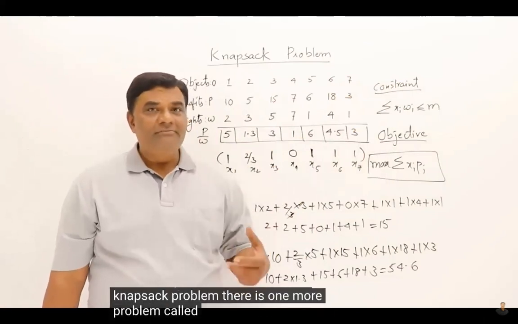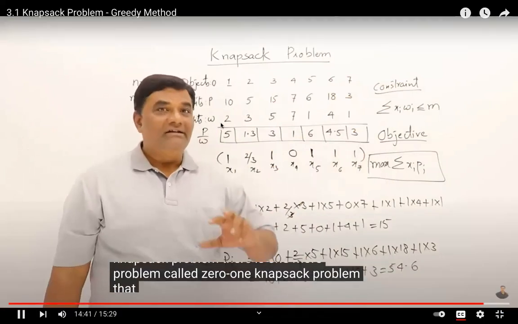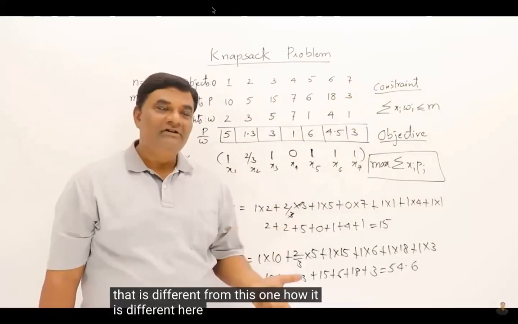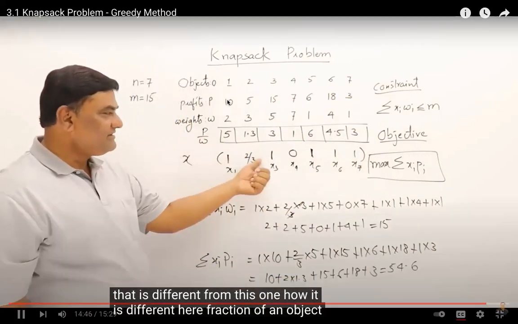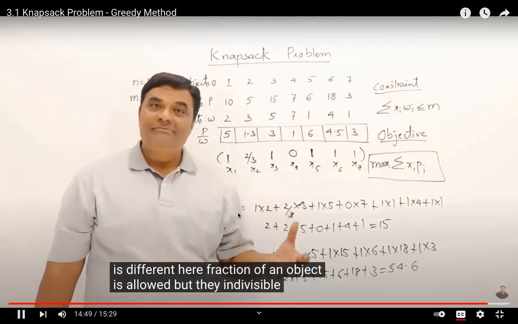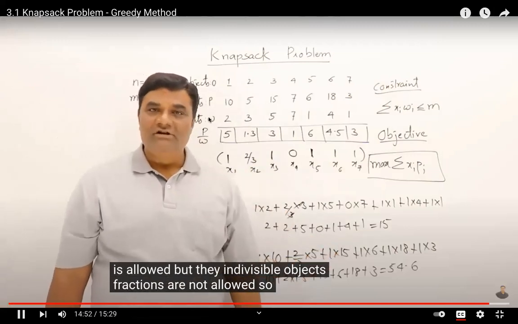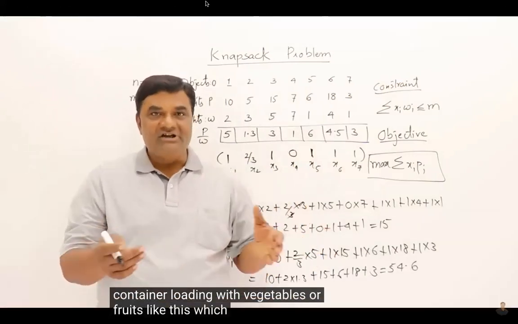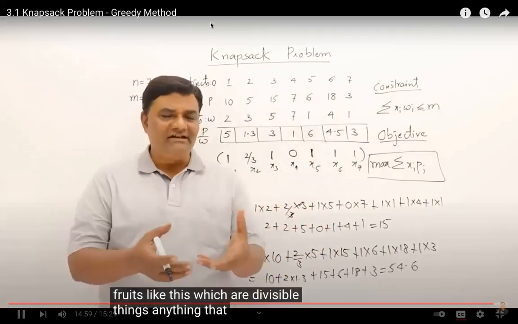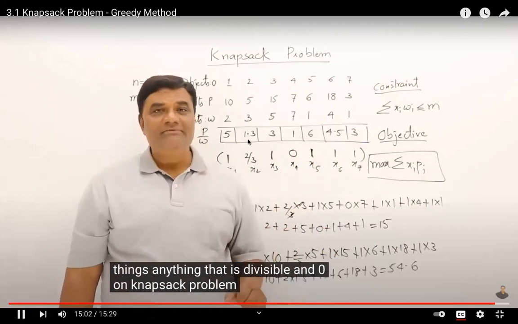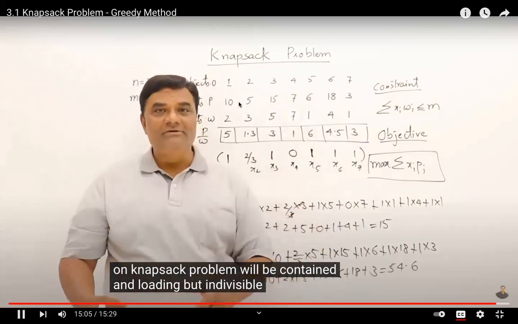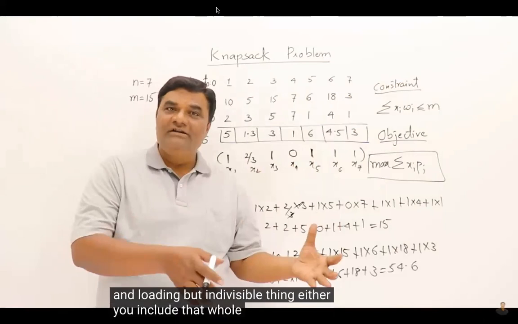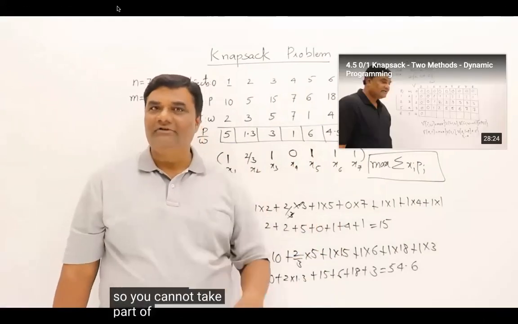There is one more problem called the 0-1 knapsack problem. That is different from this one. How is it different? Here, a fraction of an object is allowed, but there, objects are indivisible and fractions are not allowed. So this is container loading with vegetables or fruits, which are divisible things. The 0-1 knapsack problem is container loading with indivisible things. Either you include the whole thing or you don't include it at all, so you cannot take part of it.